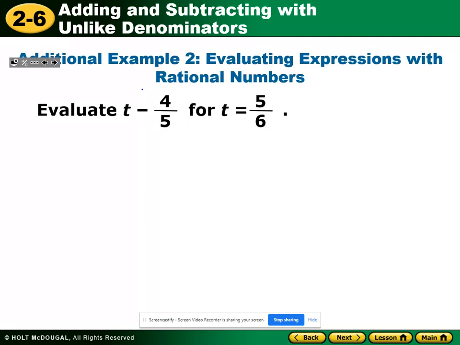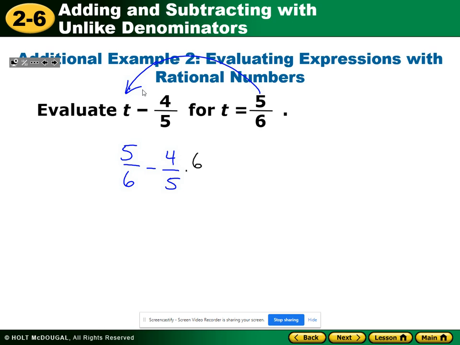All right. Evaluate. It's not hard. Literally, they say put that there. That's all they're doing. 5 sixths minus 4 fifths. All right, we're ready to do some work. Denominators are not the same. Shucky darns. So, in this situation, I know that they'll both go into 30.